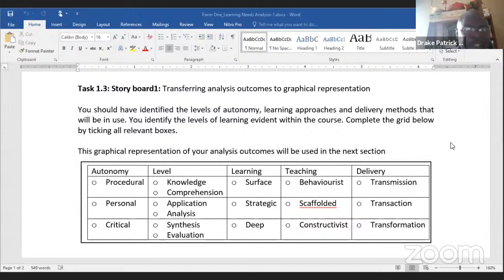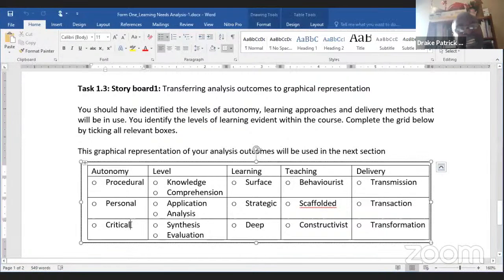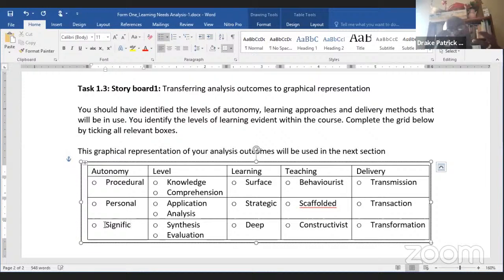So here I expect you to identify the graphical representation of your outcome. For example, level of autonomy: if you want procedure, yes. Level of knowledge: is it basically giving facts or more comprehension? So what is the learning outcome? Of course, we've already said it's the surface. And when you're talking about teaching, are you trying to use a behaviorist approach? And for the delivery approach, you can see it's largely transmission. So try to take a particular course you are following and fill it out through this mechanism.